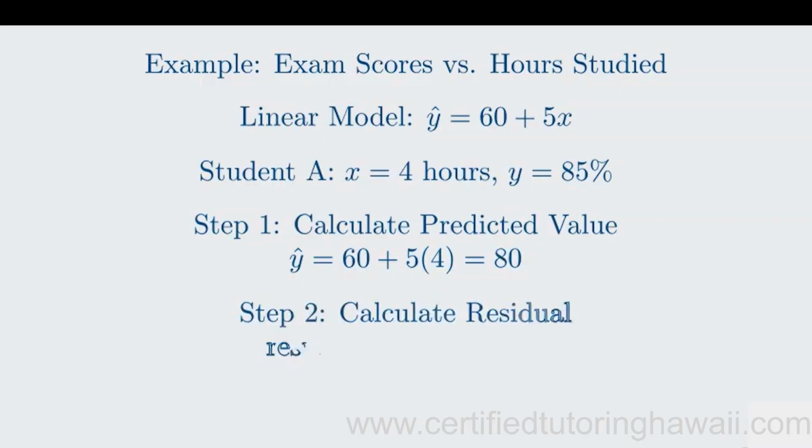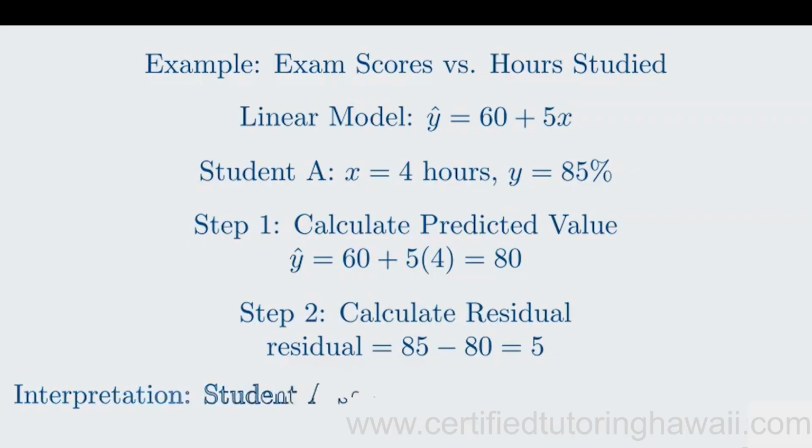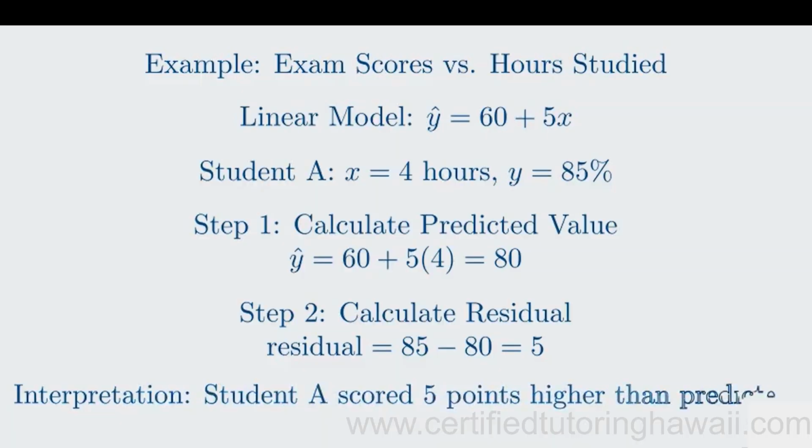Now the residual is the actual score, 85, minus the predicted score, 80. The residual is 5. This means student A scored 5 points higher than our model predicted.